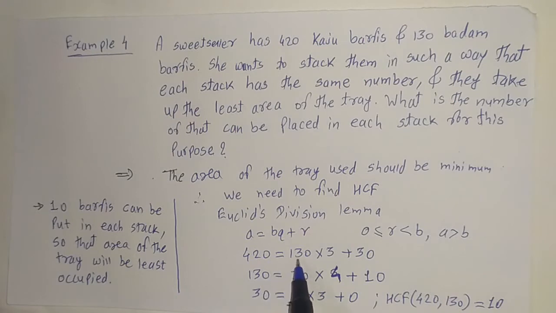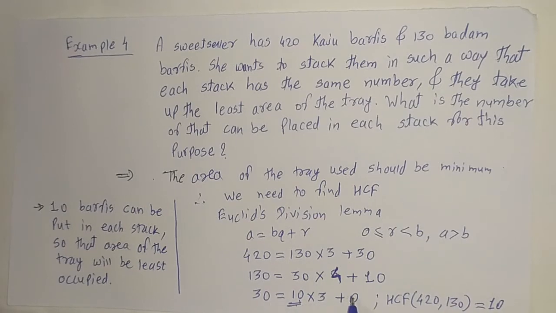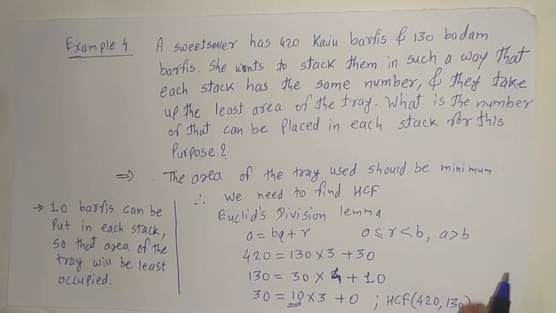So in the second step, the divisor becomes the dividend, the remainder becomes the divisor. 30 into 4 is 120. 130 minus 120, you will get the remainder as 10. So in this step, 30 will be the dividend, 10 will be the divisor. So 10 into 3 is 30. 30 minus 30, the remainder is 0. Once the remainder is 0, you got your HCF as 10.